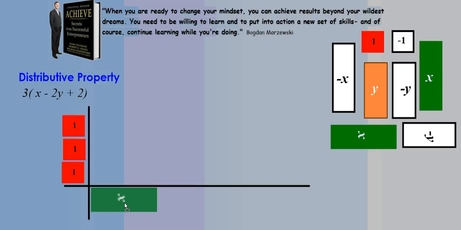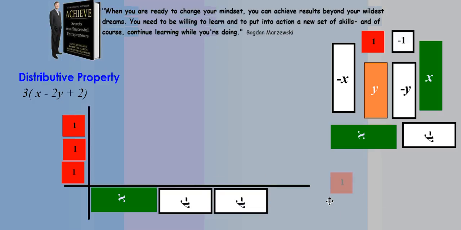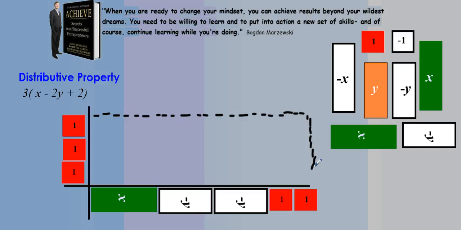So this is why I put it sideways. 2 negative y tiles and 2 positive units on that side. Imagine working with length and width, and we have to fill in the blank. Our goal is to think of what is the possibility here to enclose that rectangular shape that was created by 3 and x minus 2y and positive 2.